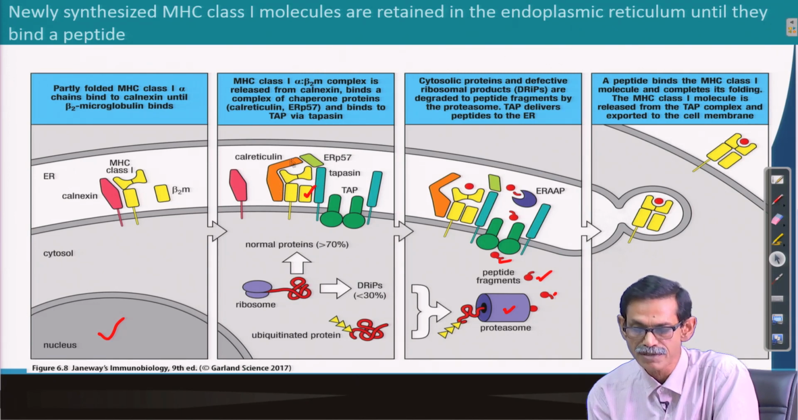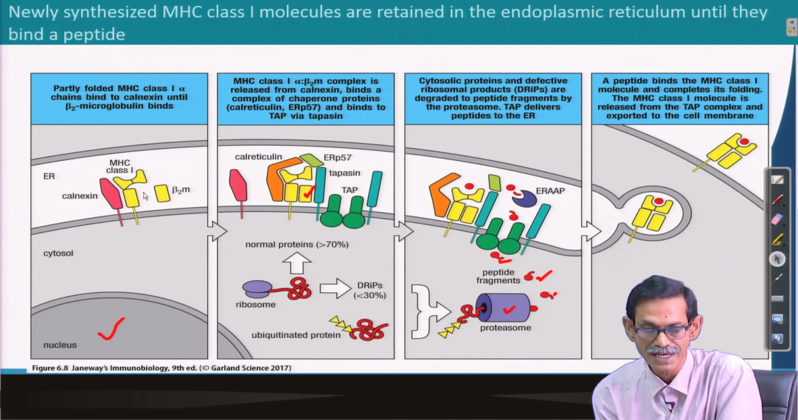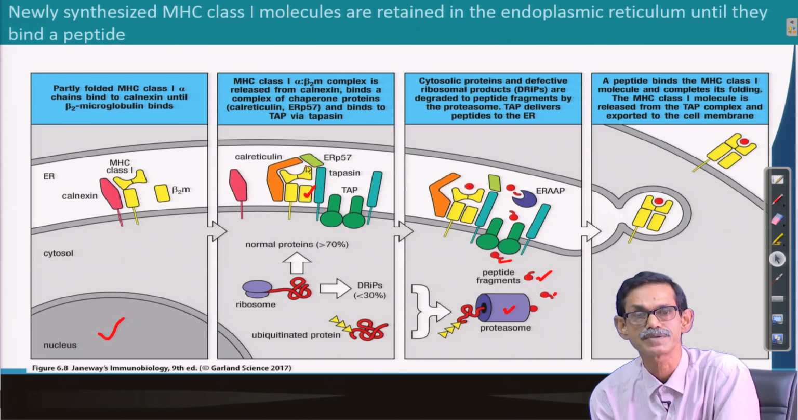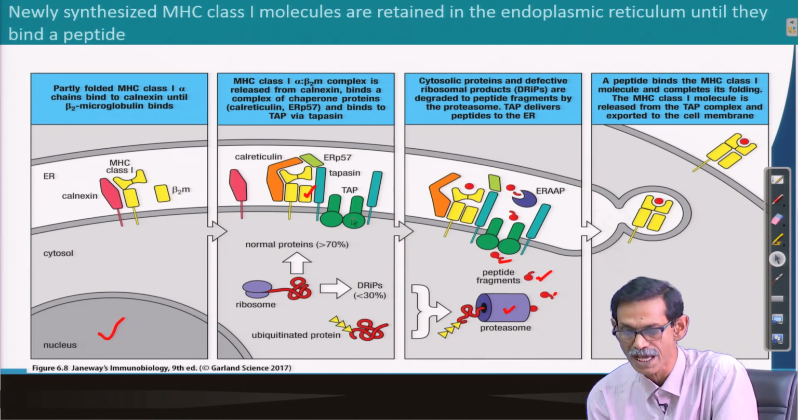So, it is not very compact. So, calreticulin and ERP57 help, this is another chaperone. As soon as beta microglobulin attaches to it, calnexin will separate and two other chaperones will come into the picture. Okay. So, they will help. Another protein, tapsin. Tapsin I will come to later. So, before going to tapsin, one more protein, this TAP.